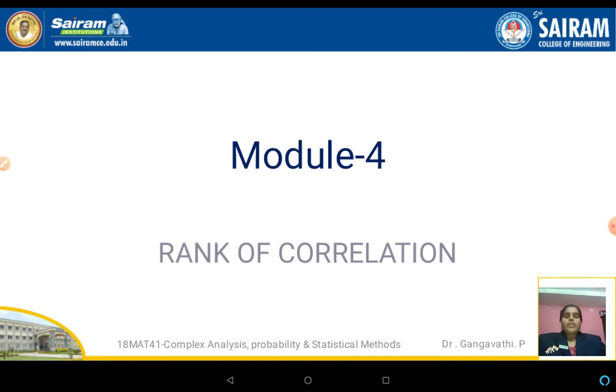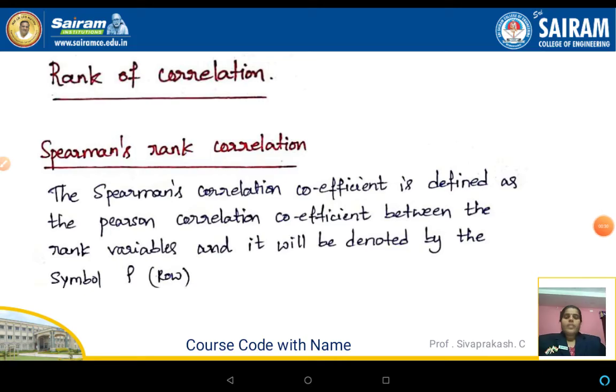So what is rank correlation? Rank correlation is usually defined as the Spearman rank correlation. The Spearman correlation coefficient is defined as the Pearson correlation coefficient between the rank variables, and it is denoted by the symbol rho.